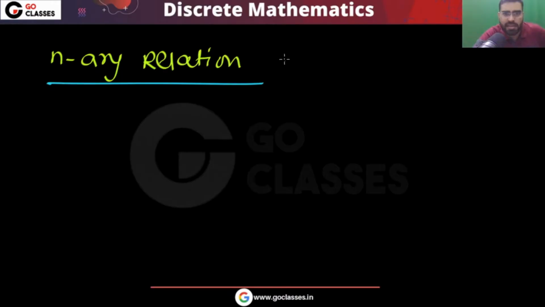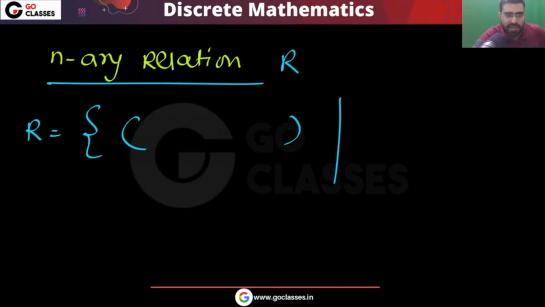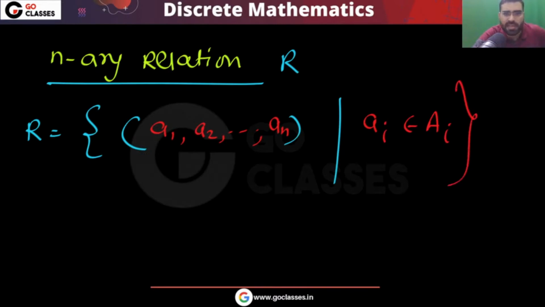In DBMS, you can have non-binary relations, also called n-ary relations. In an n-ary relation R, you will have n-tuples like this, where each Ai is coming from some set, and there is some relation. So this type of relation is called an n-ary relation.